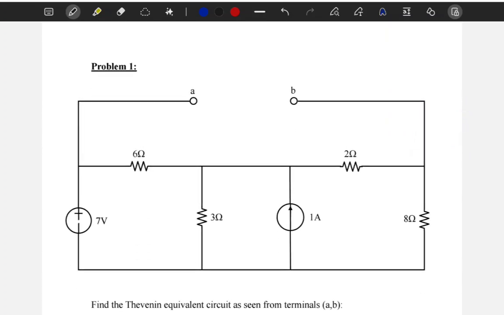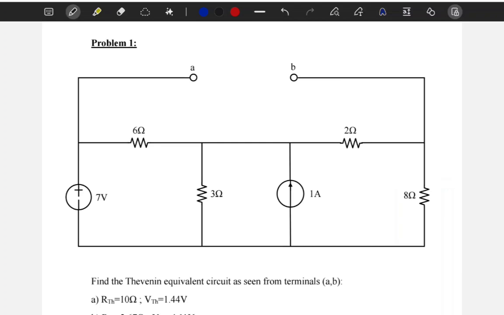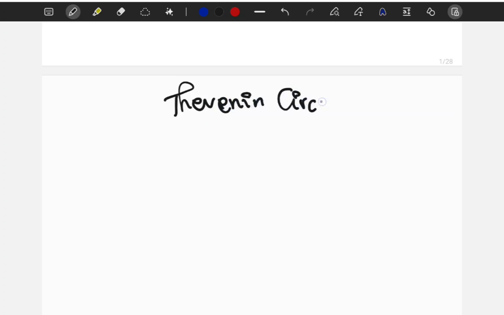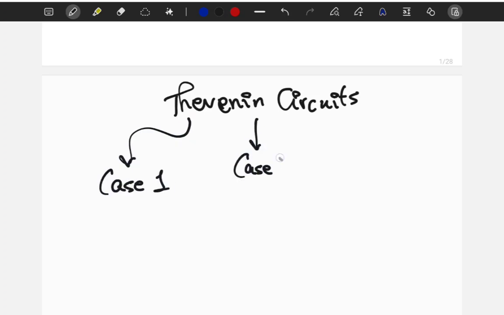So we have here in problem 1, find the Thevenin equivalent circuit as seen from terminals A and B, the open circuit. For any question for Thevenin, it goes like this in general. Here we have the Thevenin circuits. Before we even start, let me explain this. We have three cases: case 1, case 2, and case 3.